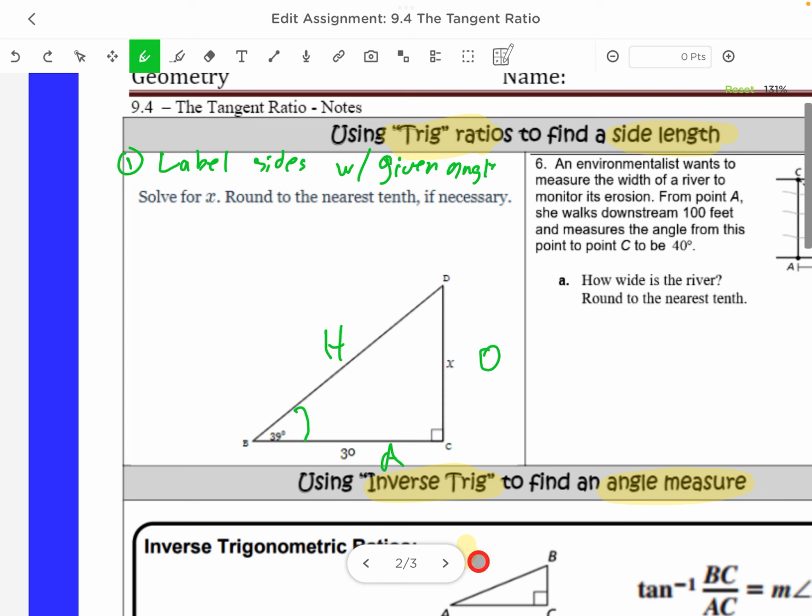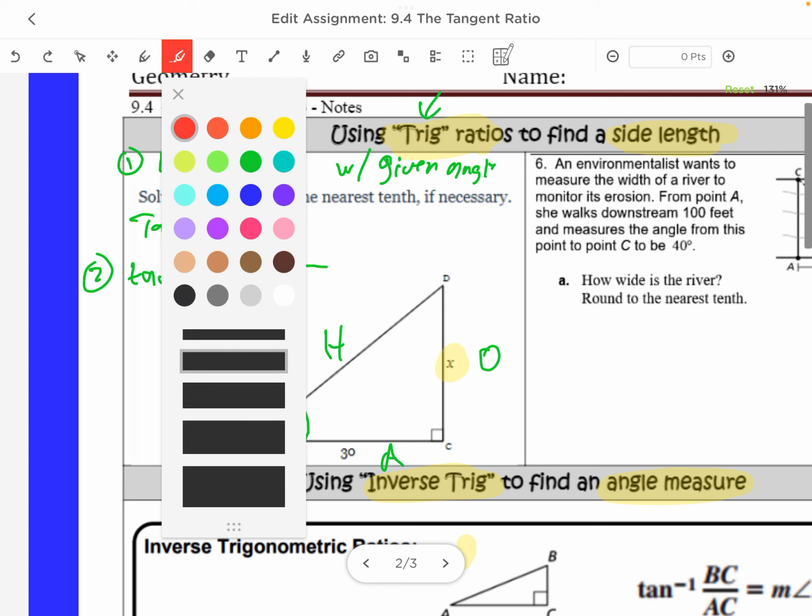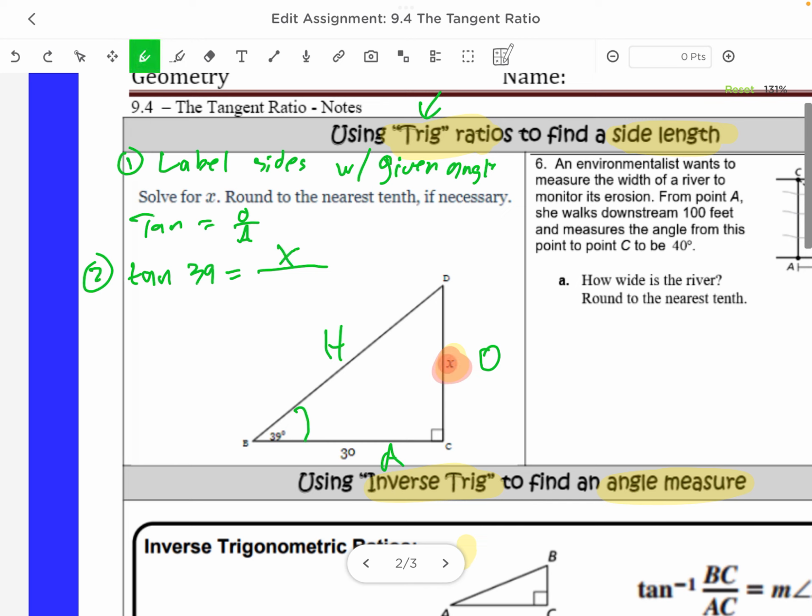So it says solve for x. Okay? Well, if we're trying to find that side and we know an angle, then we can use trig. Okay, so we're going to say the tangent of 39. So the tangent is opposite over adjacent, right? So this is step number 2, the tangent of 39, right? So that's our 39 degrees. Tangent of 39 is going to be equal to, okay, so we're going to make our ratio, the opposite, which we know that's x right now, okay, x over our adjacent, which is 30. Okay, so that's it. We just set that up.